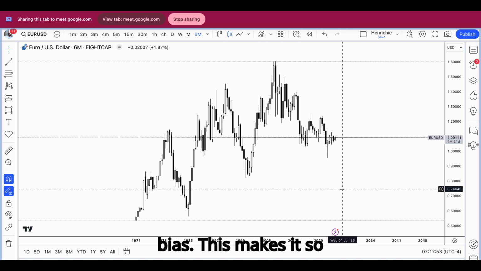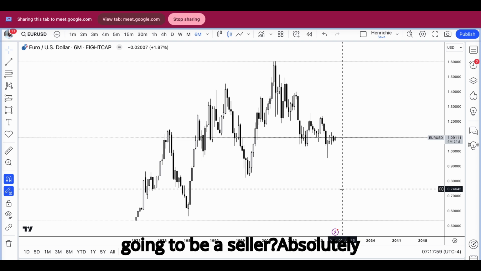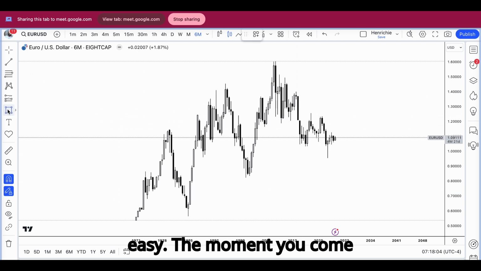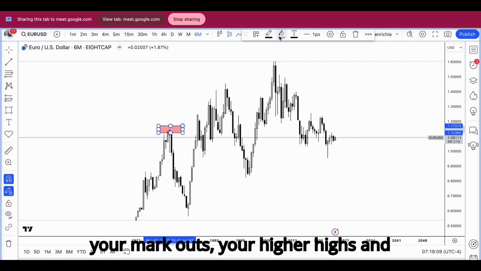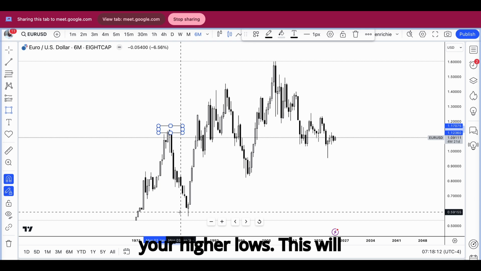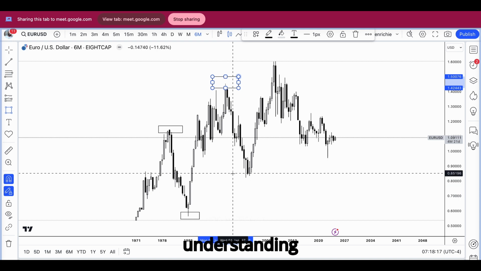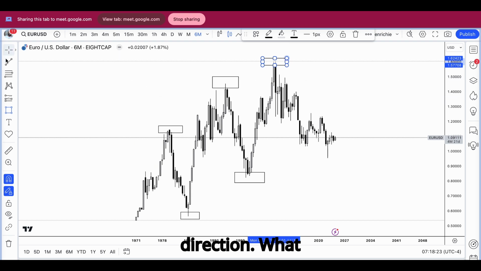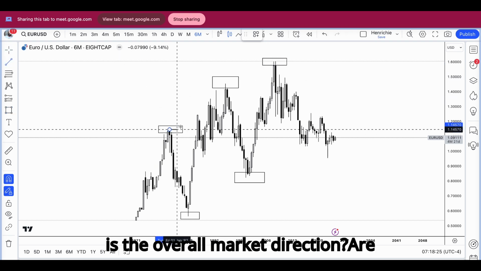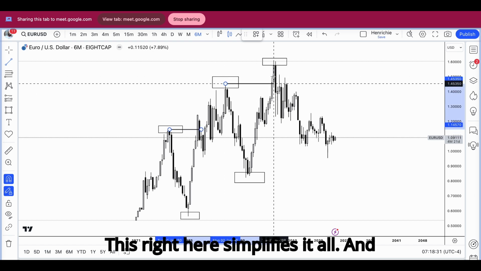This makes it so easy for you to come into the chart and know, am I going to be a buyer or am I going to be a seller? Absolutely easy. The moment you come into this chart, the first thing, you mark out your higher highs and your higher lows. This will already give you a clear understanding of the overall market direction. Are we bullish? Are we bearish? This right here simplifies it all.